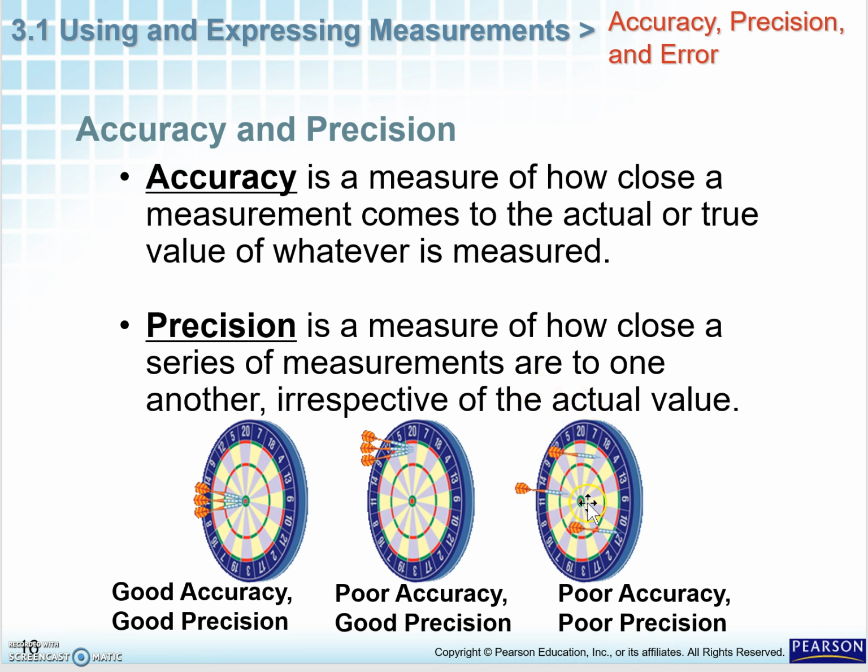is our accepted value. This one also has poor accuracy because we aren't even close to the accepted number or the accepted location we want, which is the middle again. Whereas our last picture here shows great accuracy because they've hit the bullseye 3 times. Precision, on the other hand, is how close your measurements are to one another.